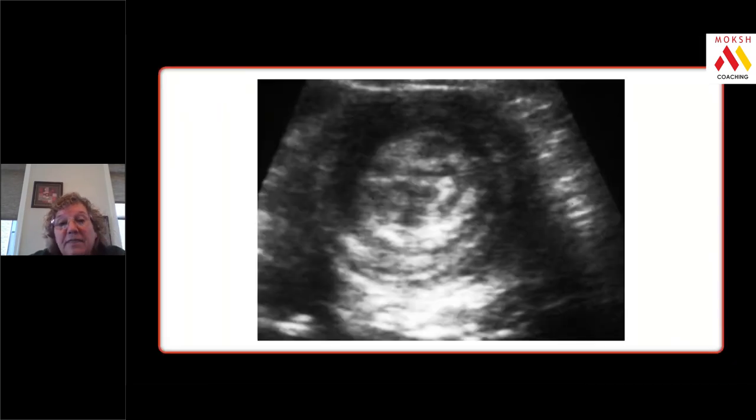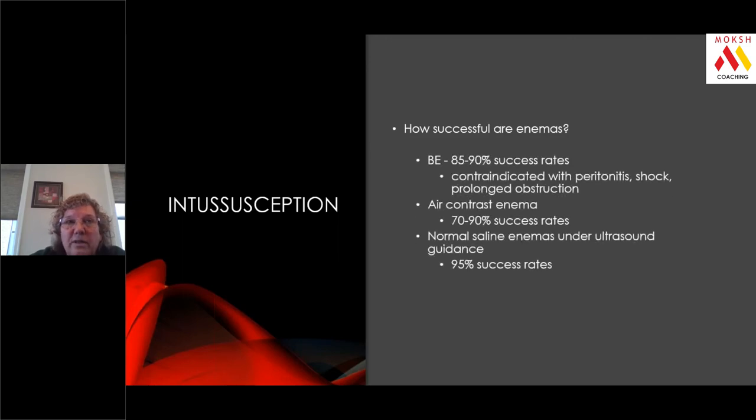procedure of choice. And this is the ultrasound, which has a target sign, which is the one loop scoped inside the other loop, and that's classic for intussusception. How successful are enemas? Really successful. The sooner you get them to enema, the better the kids tend to do. So the air contrast runs 70 to 90%, normal saline runs 95%. And so any of the enemas are a good choice.